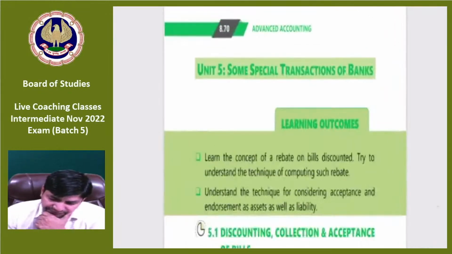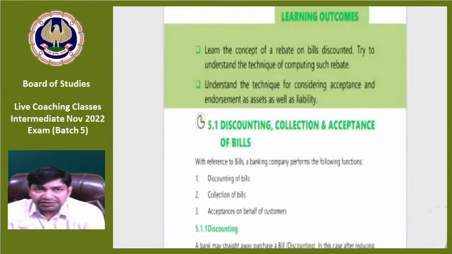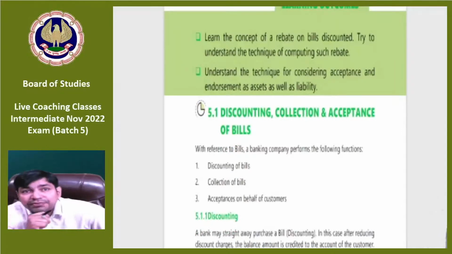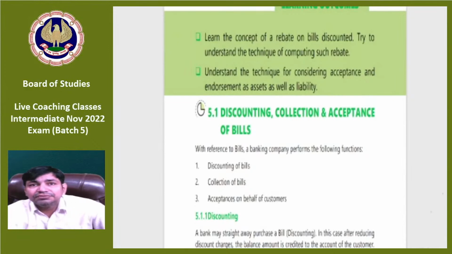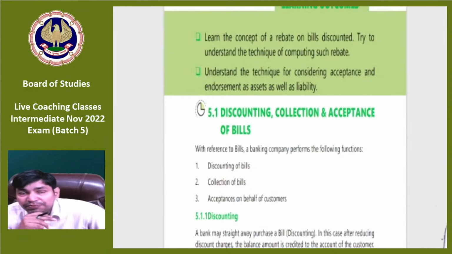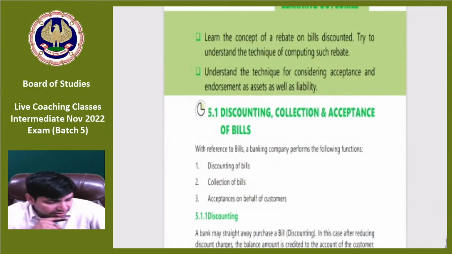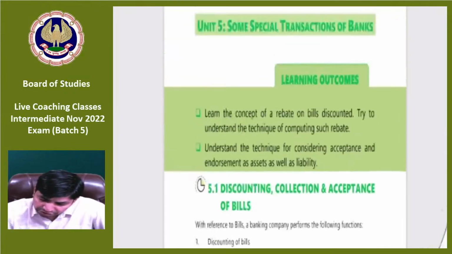Unit number 5 has some special kinds of transactions, three types. Number 1, discounting of bills, for which we did practice in the last class. Acceptance and collection of bills: practice was not done till the last class, but the topic was covered. Today, we shall do question number 16, in which you will find all these three transactions in a single question. I hope in homework you could find the doubt in the question.